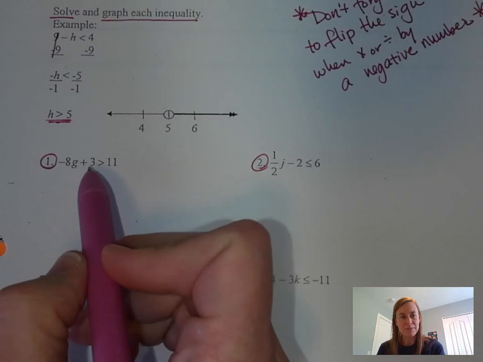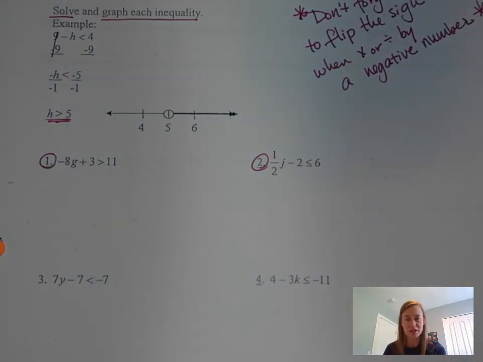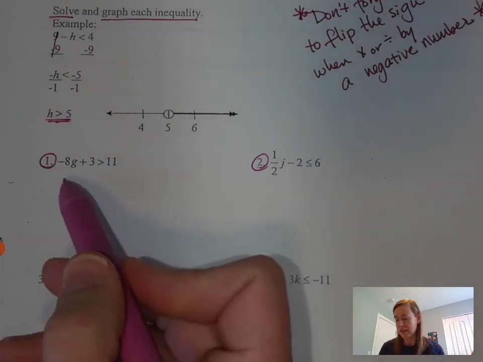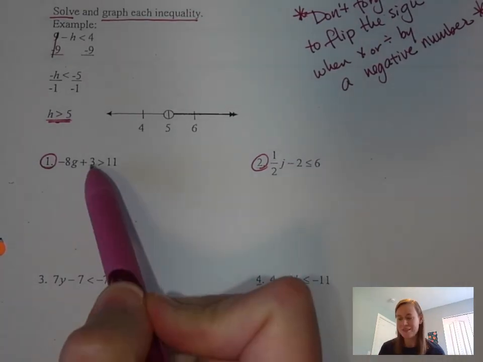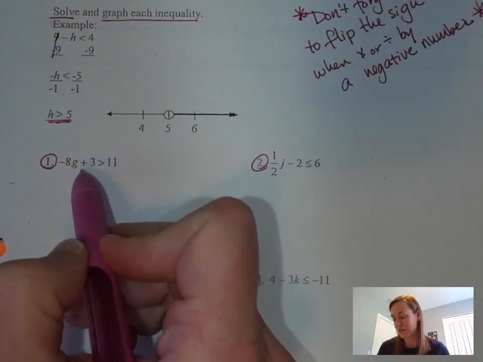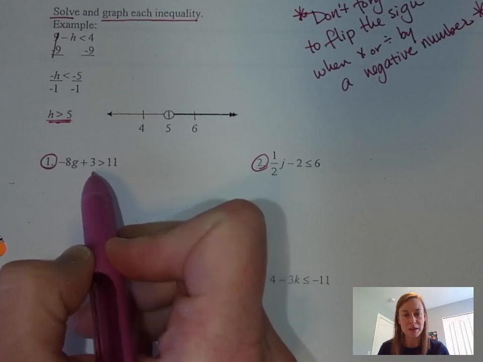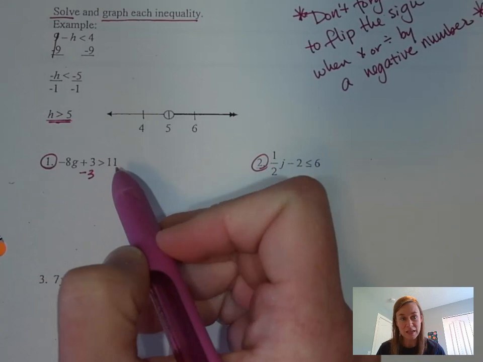Negative 8g plus 3 is greater than 11. Now this is just like a two-step equation in terms of which number do I get rid of first. So with negative 8 and 3, which one am I going to get rid of first? If you like the party problem analogy, we should get rid of that acquaintance first. So the 3 needs to go home first. We're going to get rid of the plus 3 by doing minus 3. And we're going to do it on both sides.